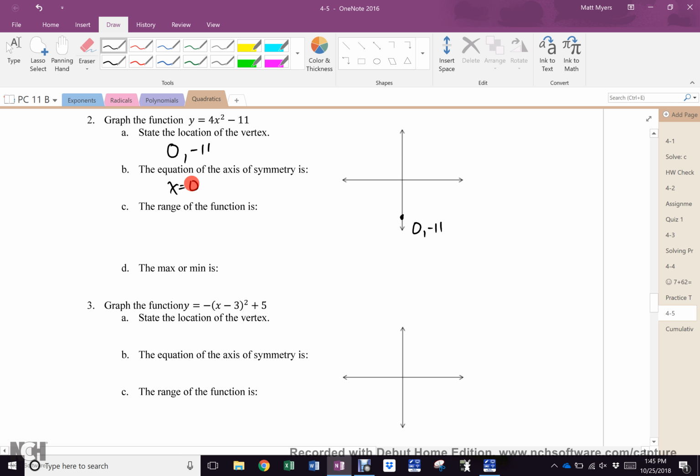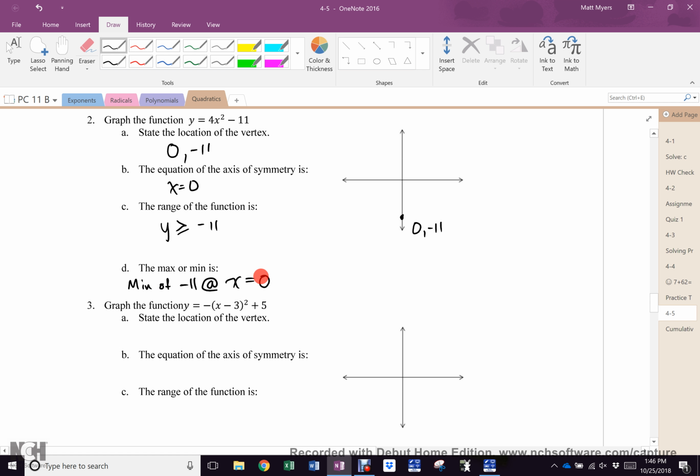The range, is this parabola going to be happy or sad? Happy. It's going to open up. So the range y must be greater than or equal to my vertex, which is negative 11. Is that a max or a min? It's a min of negative 11 at x equals 0.